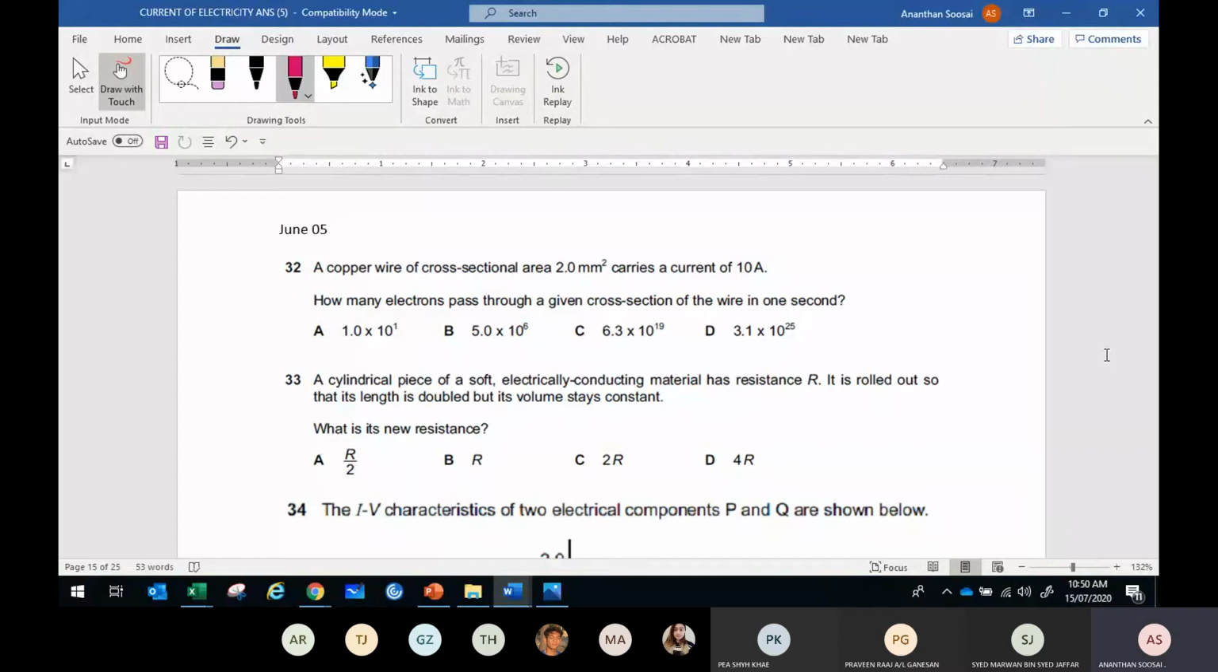Okay, this is very common in Cambridge. They say this doubles, this becomes R, this quarter. What is the final answer? You must improve the skill to do these kinds of questions, not only in this topic, in all the topics. So how do you do this?